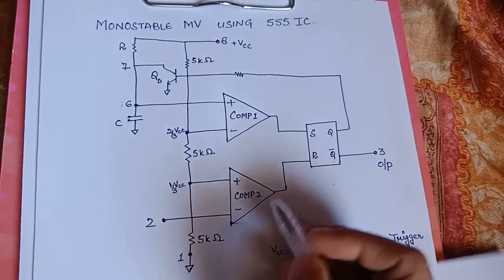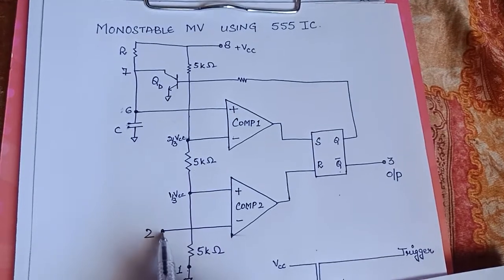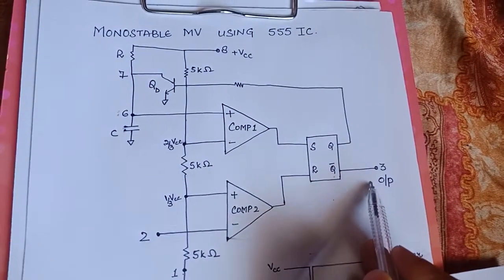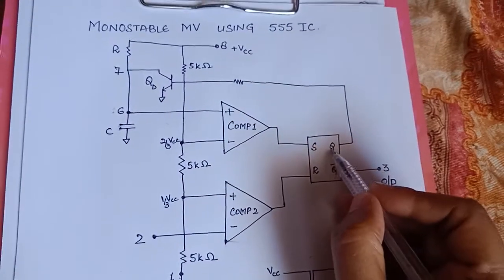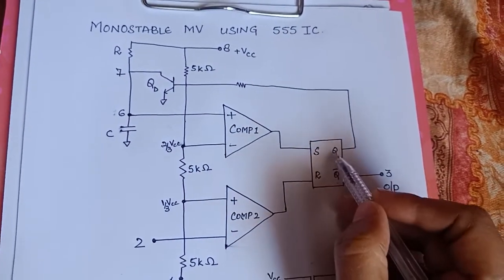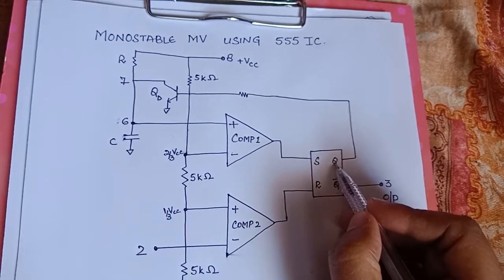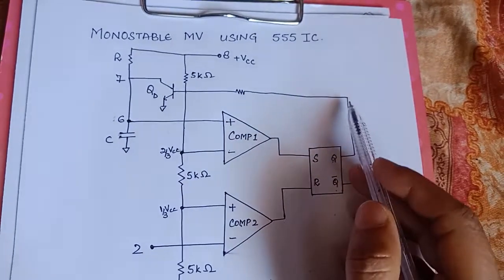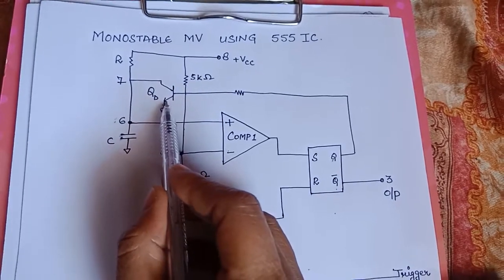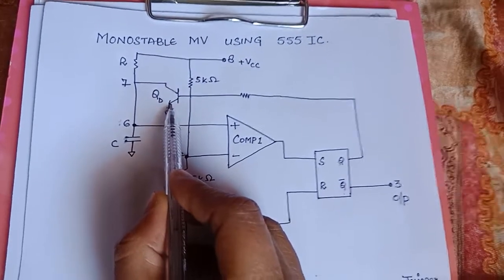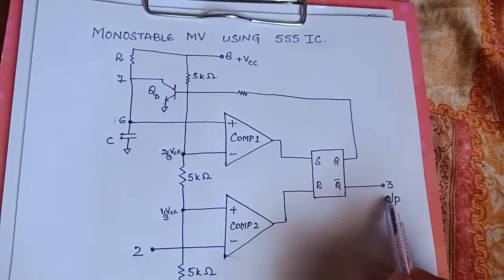So let us start. First, pin 1 is your ground, 2 is your trigger, 3 is your output. Now, assume that the Q output of your SR flip-flop is high. If Q is high, this Q is directly connected to your transistor. It will make this transistor work in the saturation region. When Q is high, Q bar will be low and your output will be low.